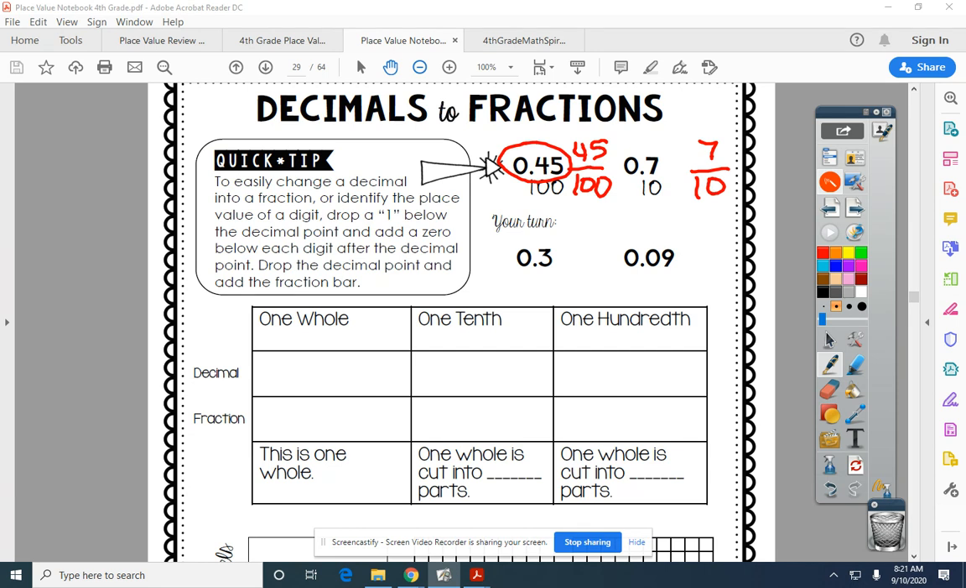Simple? Wow, that's easier than I thought it was going to be. Can we do the next one? So what place is this 3 in? The tenths. So this is 3 over 10.